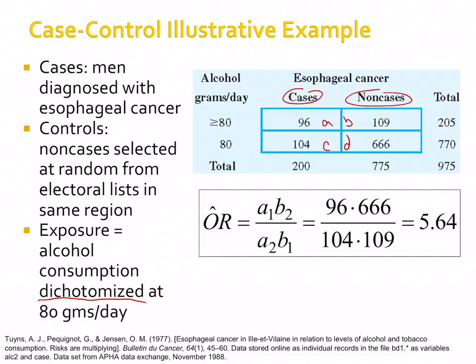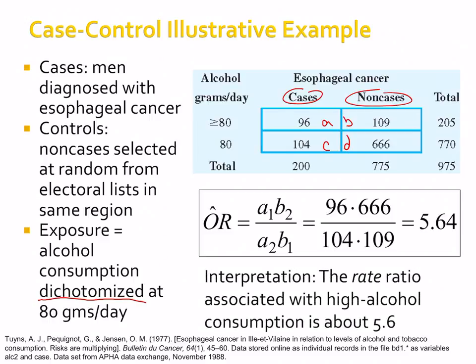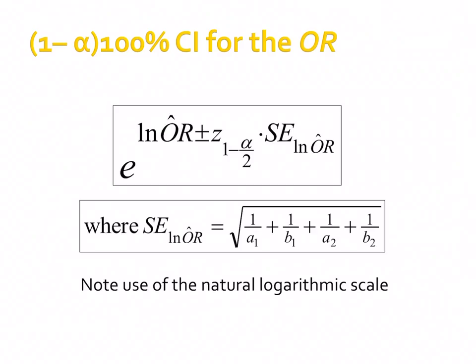Once again, the way they do it, you can also do it the A, B, C, D way, and you'll get the same value, where you have an odds ratio of 5.64. Interpretation: the rate ratio associated with high alcohol consumption is about 5.6, which means that if you consume more than 80 grams of alcohol a day, you are 5.6 times more likely to get esophageal cancer if you drink that much alcohol per day.